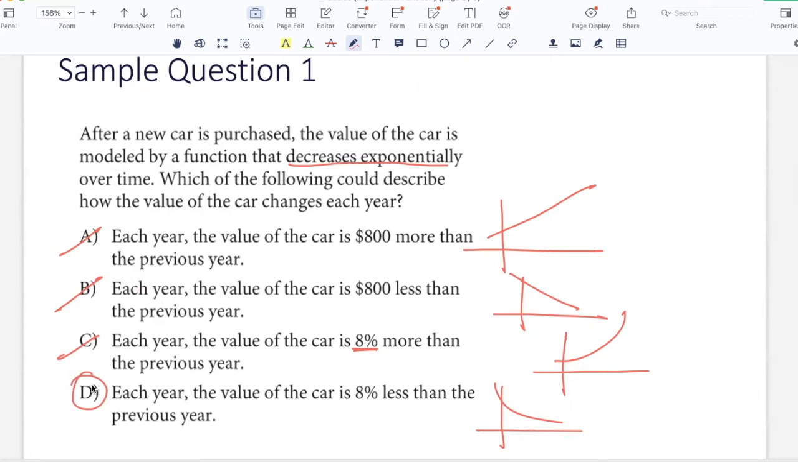So in such questions, you have to see whether the growth is happening by a constant amount or a constant ratio. If it's a constant amount, it's a linear growth. If it's a constant ratio, it's an exponential growth. And then you also have to check whether it's increasing or decreasing, and that will give you the result in terms of whether it's growth or decay.